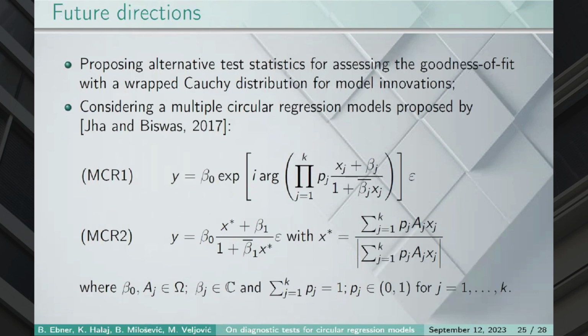And some possible ideas for future work. The first idea is to propose and consider some other tests for testing goodness of fit with wrapped Cauchy distribution for model innovations. And the second idea is to consider some multiple circular regression models. Some of them are proposed in the work of Jan Biswas, and these 2 multiple regression models are presented on the slide. That is it.